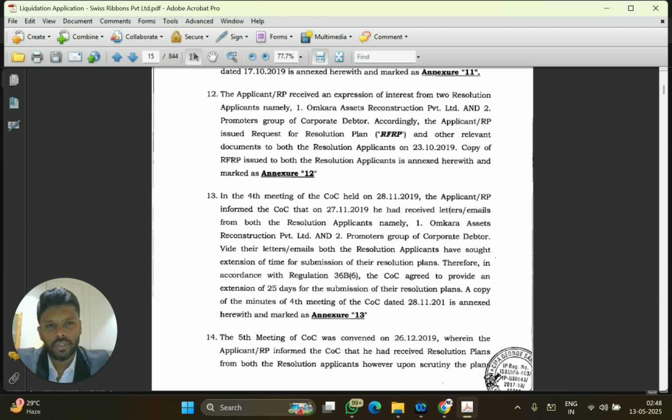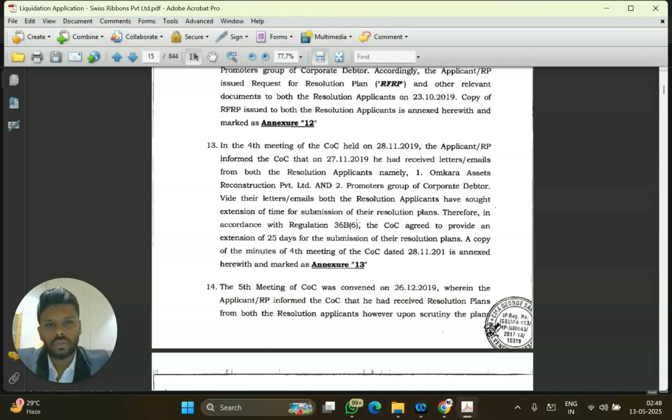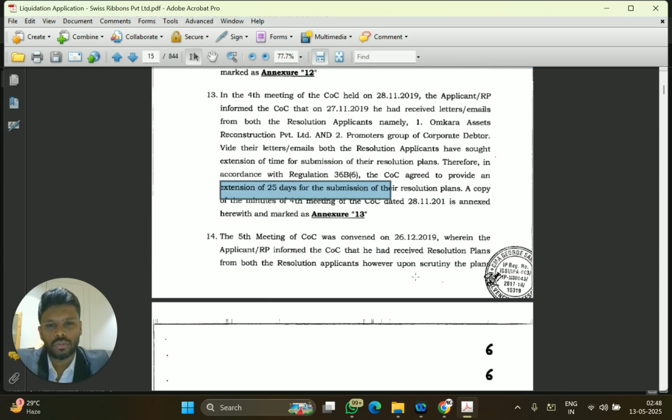Fourth meeting was conducted. The RP informed the COC members that he had received letters and emails from both the resolution applicants and the promoters group and they have sought an extension of time to submit their resolution plans. So the COC then agreed to grant an extension of 25 more days to submit the resolution plan.